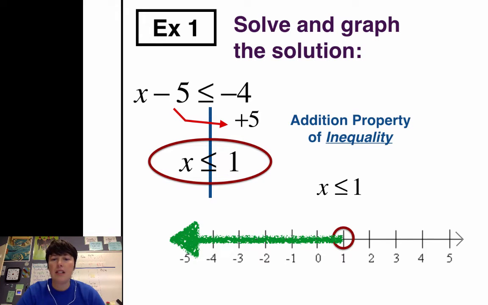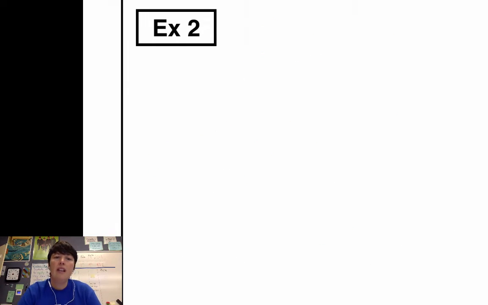If x is less than or equal to 1, then if I tested the point 1, it is equal to 1. So it is a solid point. It does work. And then there's my graph. That's my setup. So I've got my solution, I've got my graph, I've kind of got my level 4 work right now. Let's try another one.